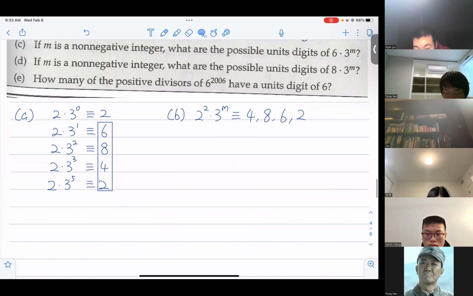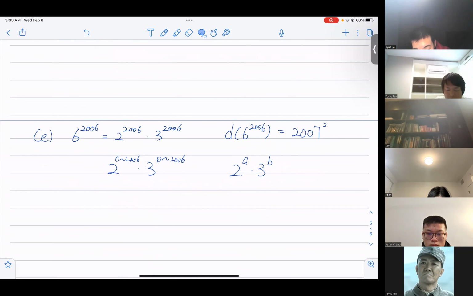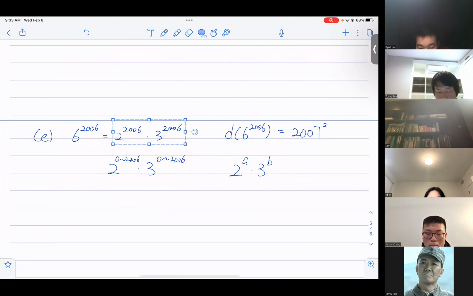To study this, we basically have to look at questions A and B and so on. Because any factor of this number must be 2 to some power times 3 to some power, since 2 and 3 are the only prime factors of 6 to the power of 2006.